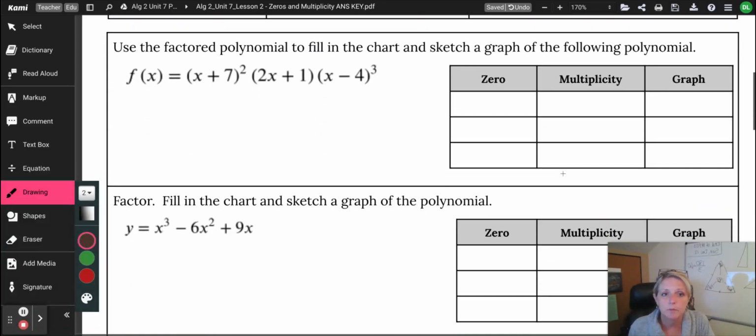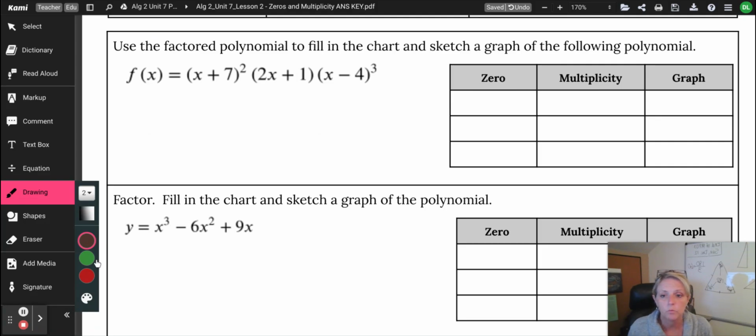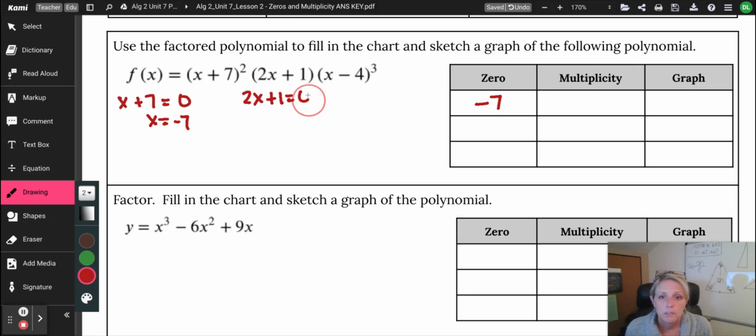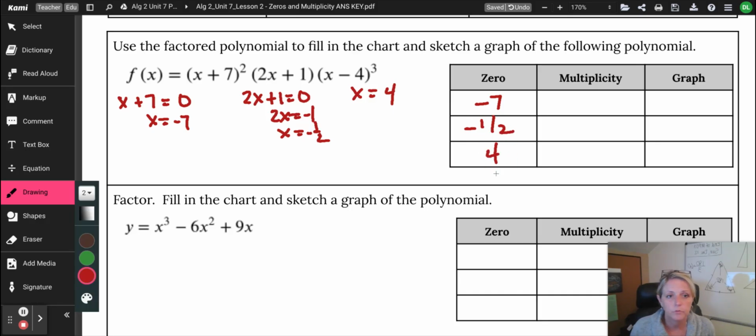Okay, so let's look at some examples of how to break this down and kind of see what is happening with our graph. So this polynomial is already factored for you, so it's easy to find the zeros of the graph. So if x plus 7 is a factor, I know the 0 is going to be -7. Remember, we're just taking these factors, setting them equal to 0. So subtract 7. Here, I'm going to have to subtract 1 and then divide by 2. And then this one, you're just going to add 4. So we have a -1/2 and we have a +4.